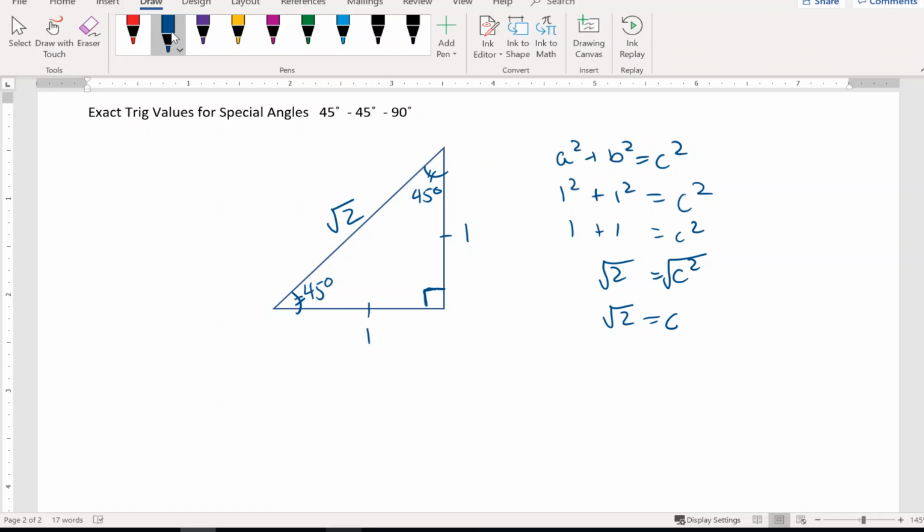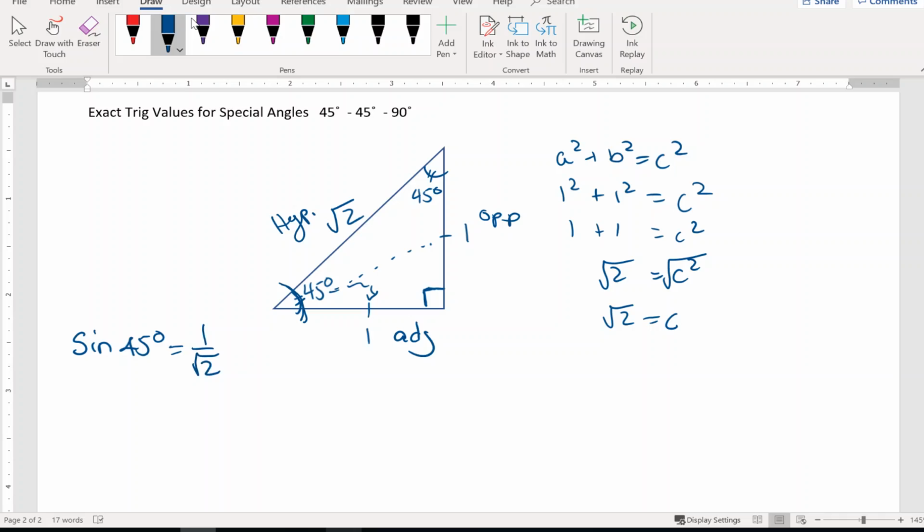Now let's take a look at our trig values for this. So we're going to look at the sine of 45 degrees. Now it doesn't matter which one we're looking at, whether we're taking this angle or this angle, because they're both the same. So looking at this one, this is our opposite side. This is the adjacent side. And of course, this is the hypotenuse. So the sine of 45 degrees is opposite over hypotenuse.